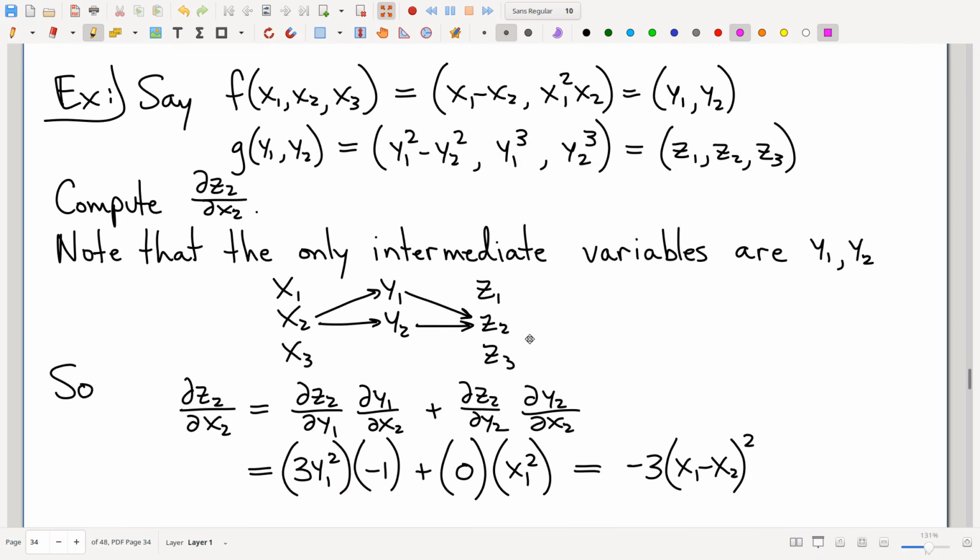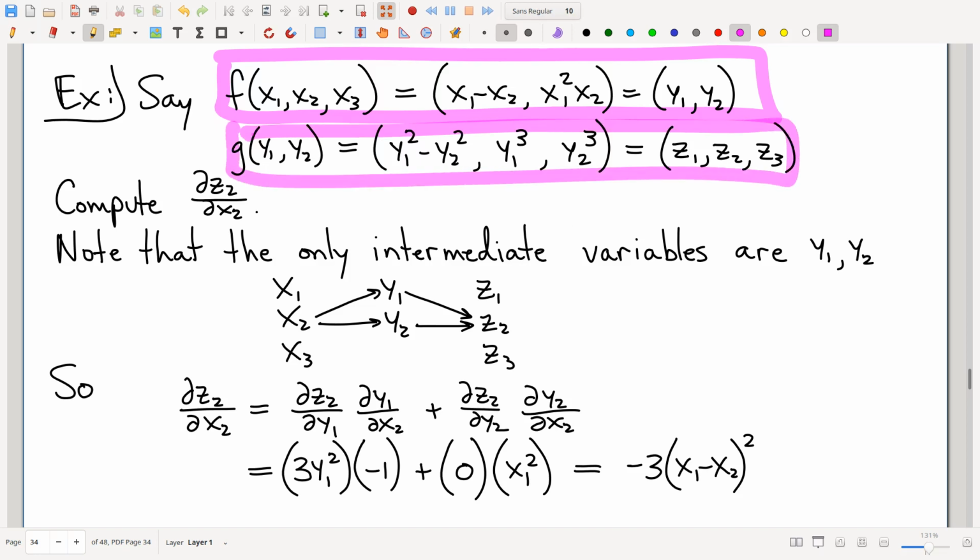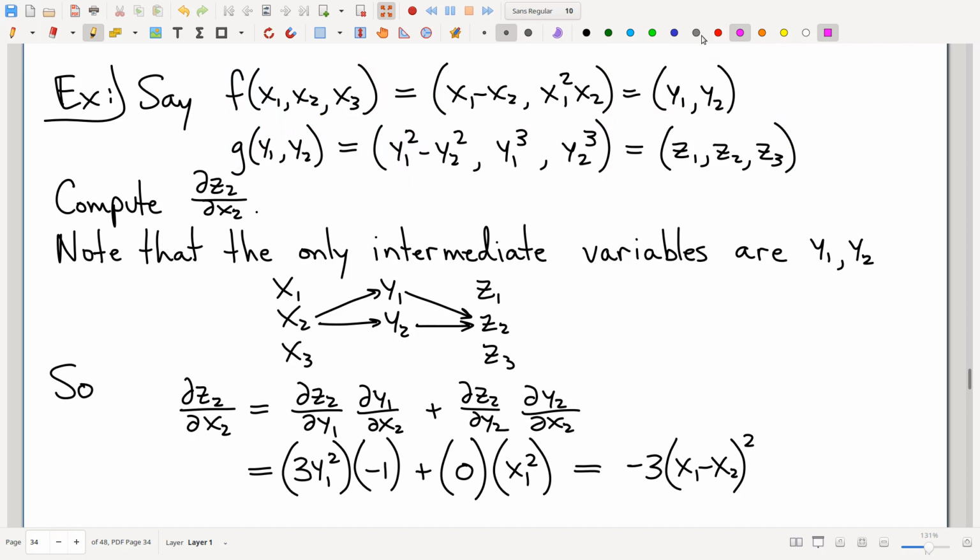So let's look at this example now. And again, I have a composition of functions. You can see here I'm given f, which turns x's into y's, and g, which turns y's into z's. I've been asked for the partial of z2, the second of the ultimate output variables, with respect to x2, the second of the original input variables. And so this is looking for a derivative of a composition. Okay, well, in order to make use of the idea of intermediate variables, we need to draw a picture. That's what this is right here.